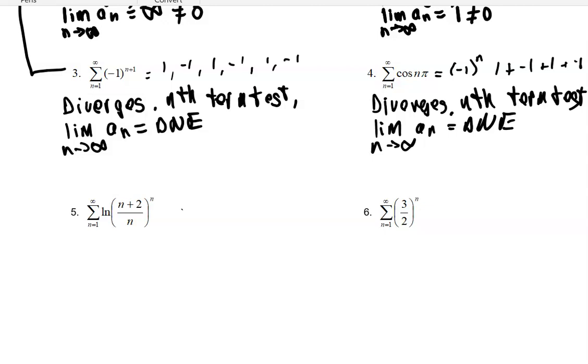This one is a little review from yesterday. First and foremost, recognize our little pattern here. This is one we might want to rewrite. So natural log n over n is a 1, and then I would have 2 over n, and then all to the nth power. So again, yesterday we didn't worry about this.